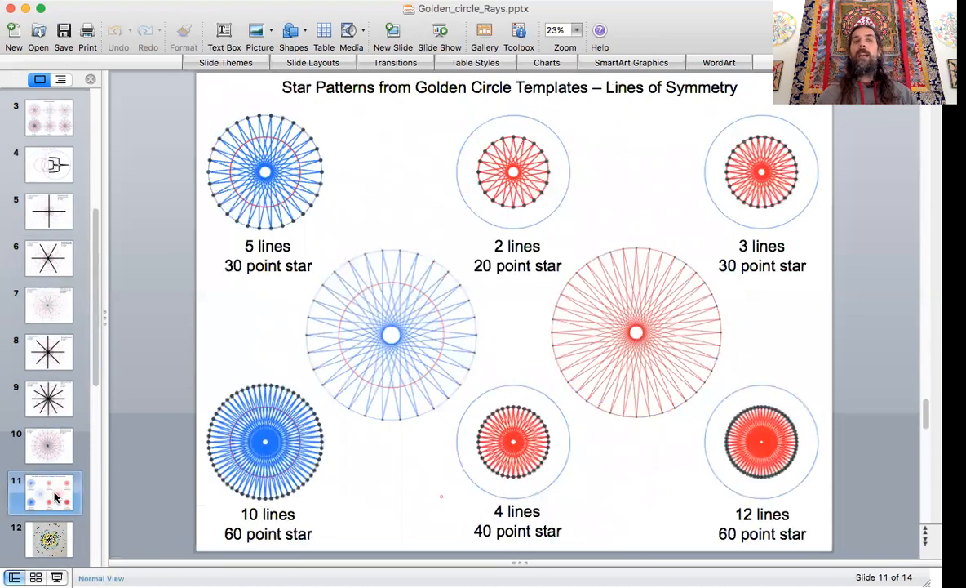So here's just a quick look at some of the star patterns that we have. This is the 30-point star that can be created, the 20-point star and the 30-point star here for those different lines of symmetry. And then, of course, we've got the 60-point star mirrored by the 60-point star on the hexagon, pentagon view. And in the middle, we've got the 40-point star. This is a close-up of the 30-point star here with the 5 lines of symmetry as it's constructed. And this is the 40-point star here of the 4 lines of symmetry, basically off of that 8-direction design.